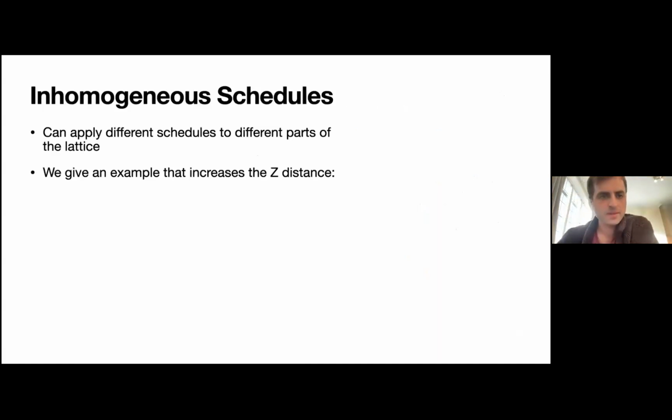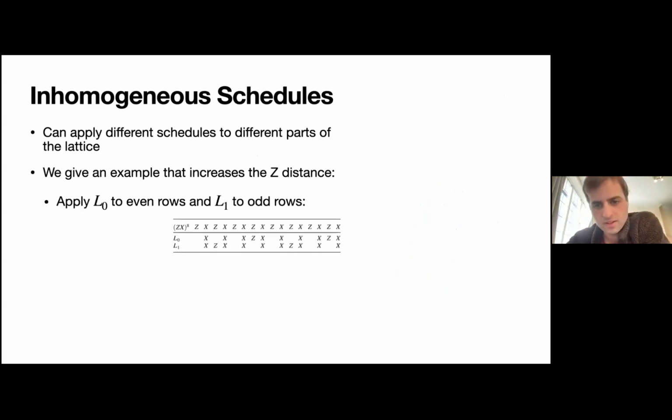Okay, now that's all so far for homogeneous schedules, but you can also look at schedules which are changed throughout the lattice. So you can apply a different schedule to different parts of the lattice. So we give an example that increases the distance of the planar unrotated surface code, subsystem surface code.